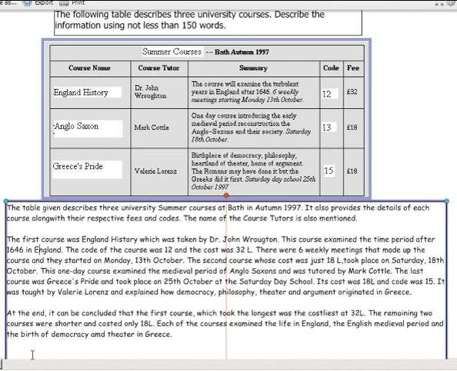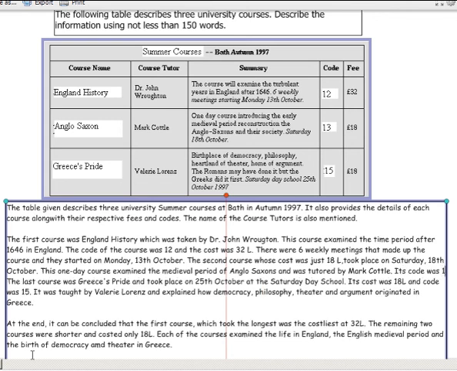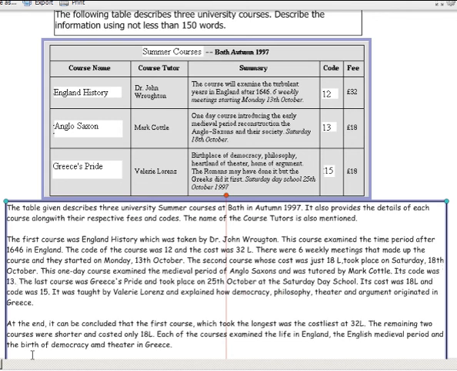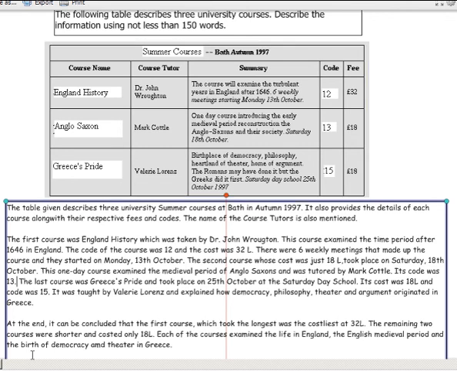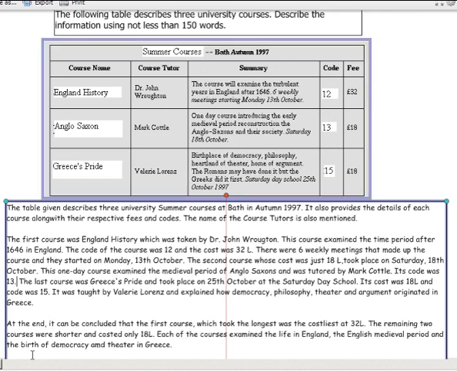The second course, whose cost was just £18, took place on Saturday, 18th October. This one-day course examined the medieval period of Anglo-Saxons and was tutored by Mark Cottle. Now, we have not mentioned the code here, so we need to do that. Its code was 13. Alright. The last course was Greece's Pride and took place on 25th October at the Saturday Day School. Its cost was £18 and code was 15. It was taught by Valerie Lorenz and explained how democracy, philosophy, theater, and argument originated in Greece. So Saturday Day School, they have kept only Saturday S capital, not Day D or School S. So we need to make the appropriate changes here as well.